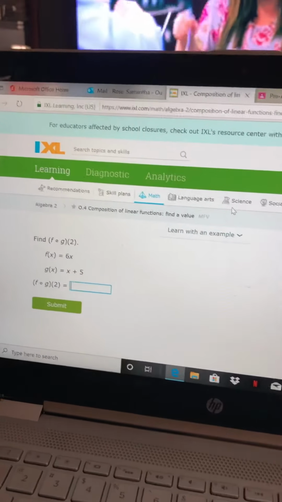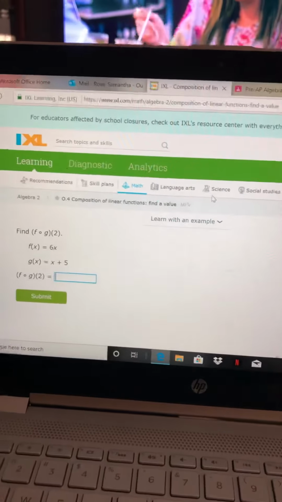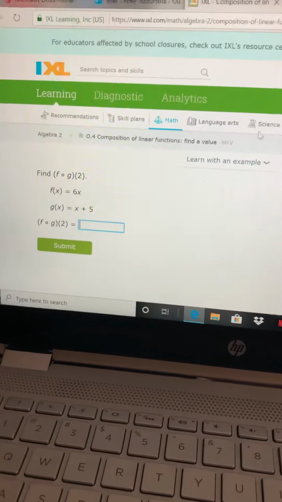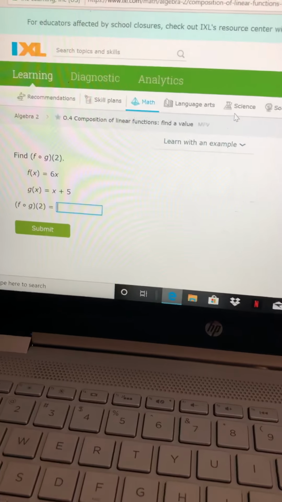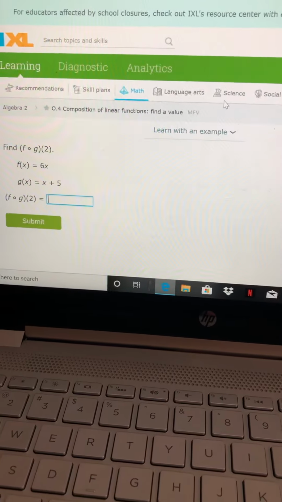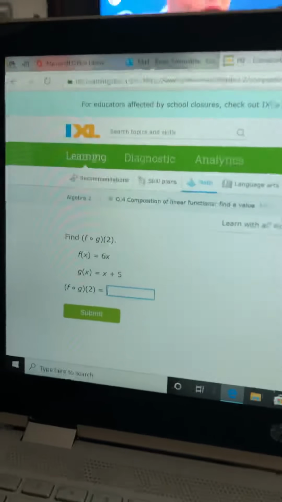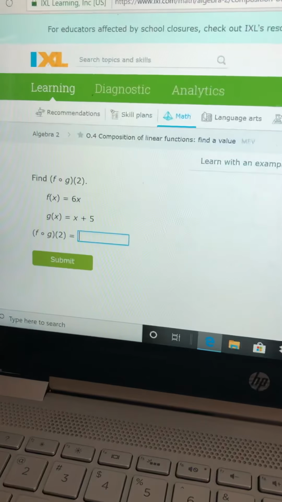Okay, the next section is O.4. It says composition of linear functions, find a value. So the way you would read this out loud is f of g of 2. So I can rewrite that like this: f parentheses g parentheses 2. Okay, so what that means is you start on the inside.